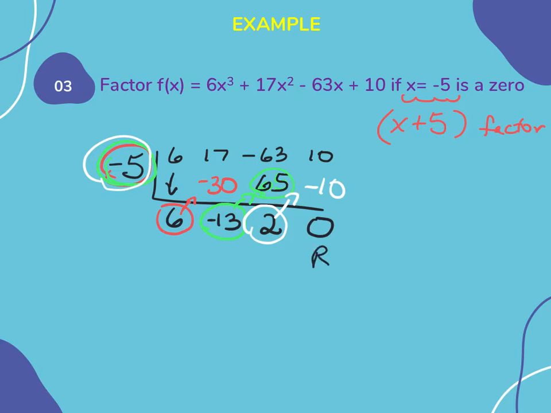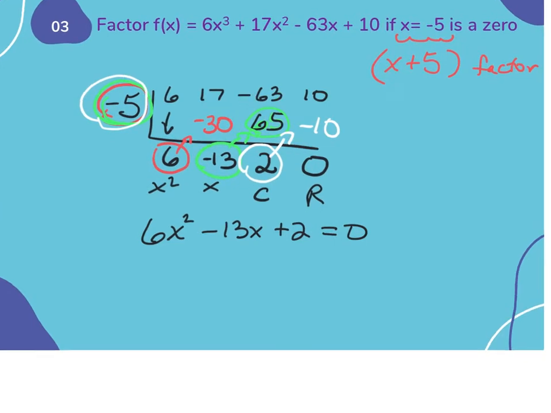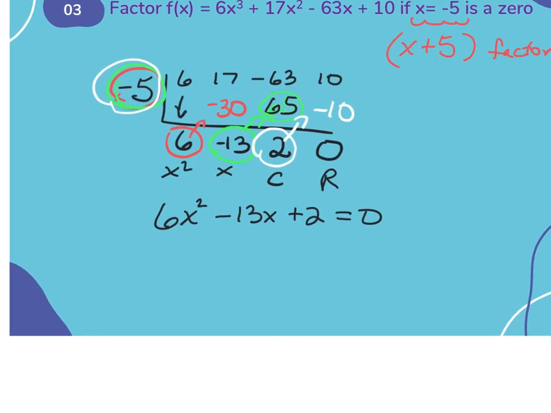Add back in the variable x, x squared. So now I have 6x squared minus 13x minus 2 equals 0. So now I need to factor this. So again, factors of 6x squared can be 6 and 1.